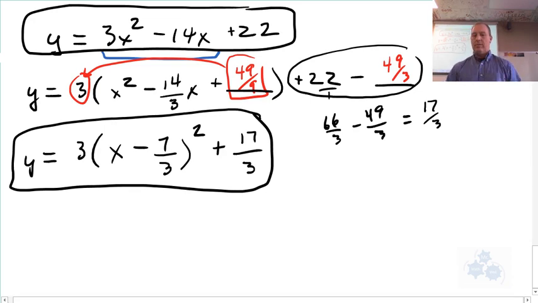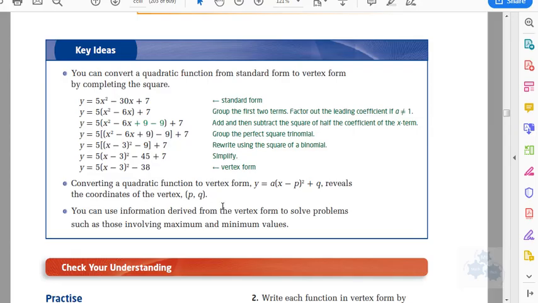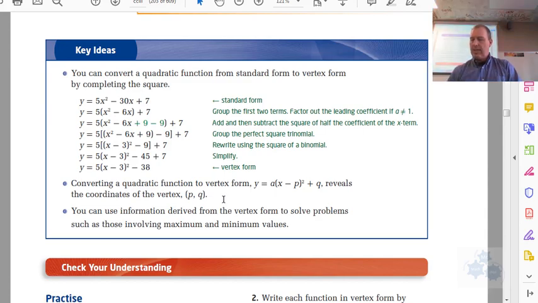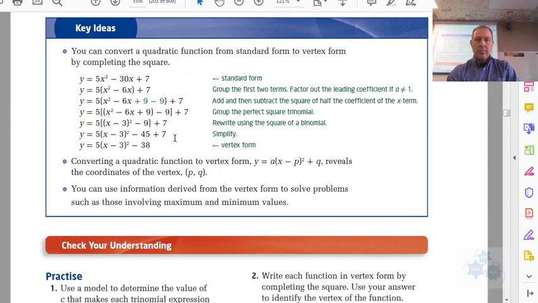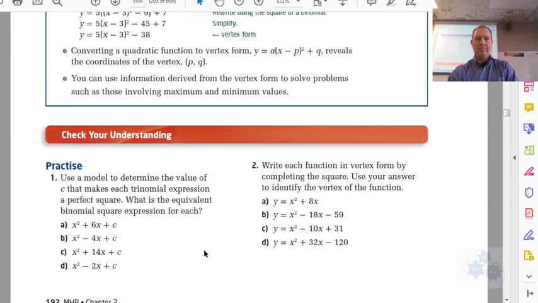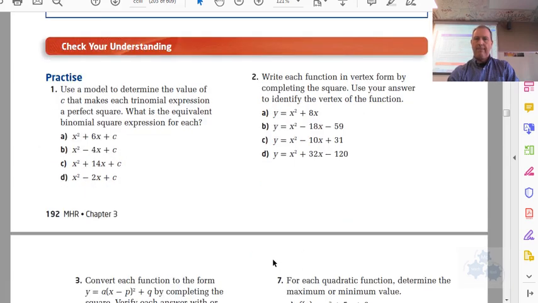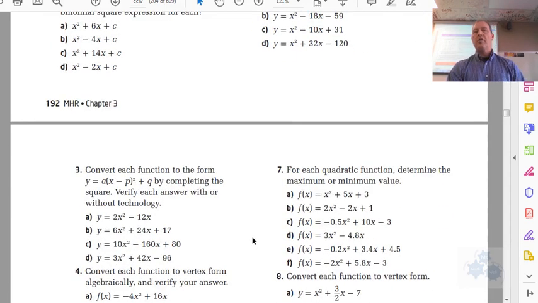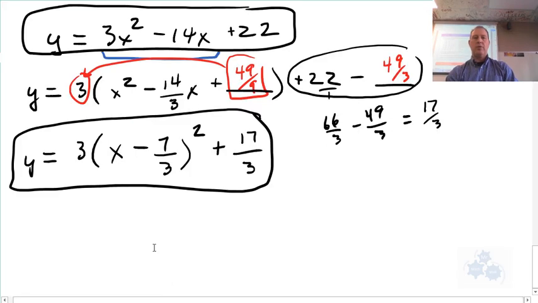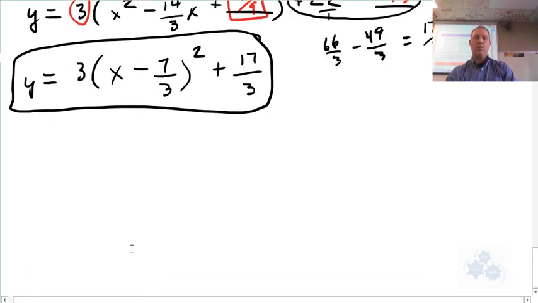Now, grade 11s. Okay, so here's the key ideas. Please take a look at the key ideas and let me know if there's anything in there that you're struggling with, just the completing the square part. Okay, I want you to do question number 2 and 3 for tomorrow. Get some practice in. There may be more coming tomorrow, but class is almost over, so I want you to do 2 and 3.